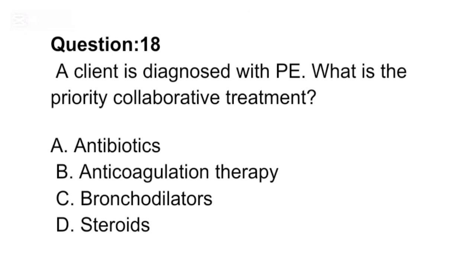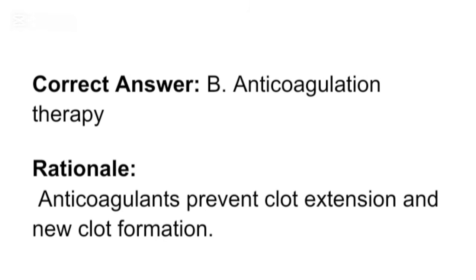Question 18. A client is diagnosed with PE. What is the priority collaborative treatment? A. Antibiotics. B. Anticoagulation therapy. C. Bronchodilators. D. Steroids. Correct answer, B. Anticoagulation therapy. Rationale. Anticoagulants prevent clot extension and new clot formation.